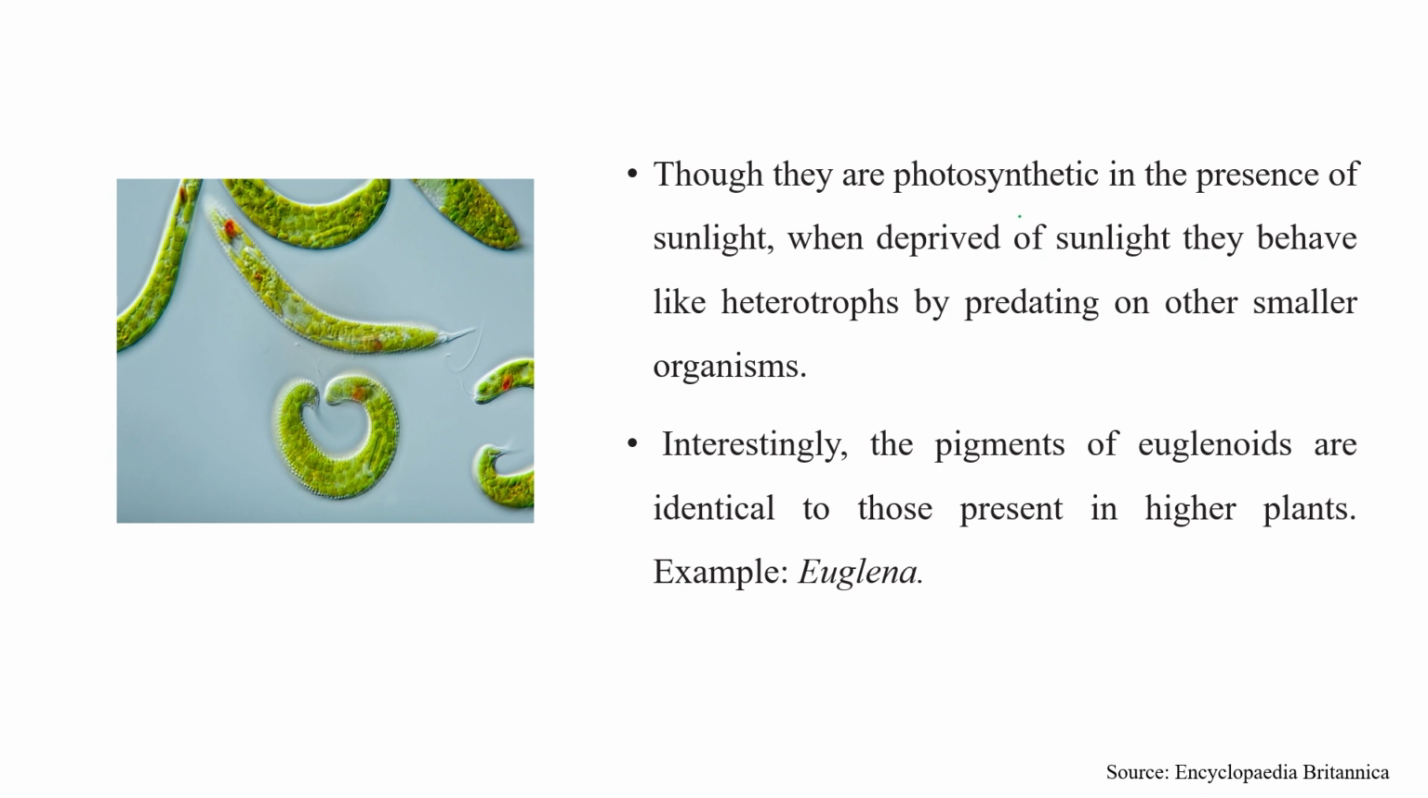Though they are photosynthetic in the presence of sunlight, these are the pictures of Euglena. They are photosynthetic in the presence of sunlight, but if sunlight is not present in enough amount, they can behave like heterotrophs, by predating other smaller organisms. The pigments present in Euglena are identical to those present in higher plants, like chlorophyll. What is an example of euglenoid? Euglena is one of the best examples of this group.